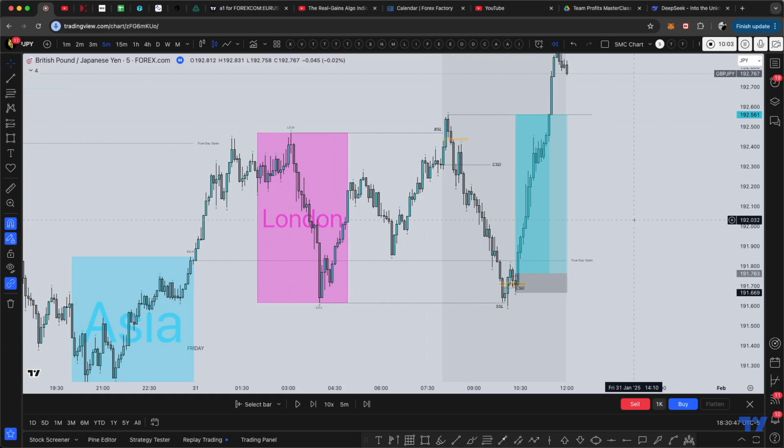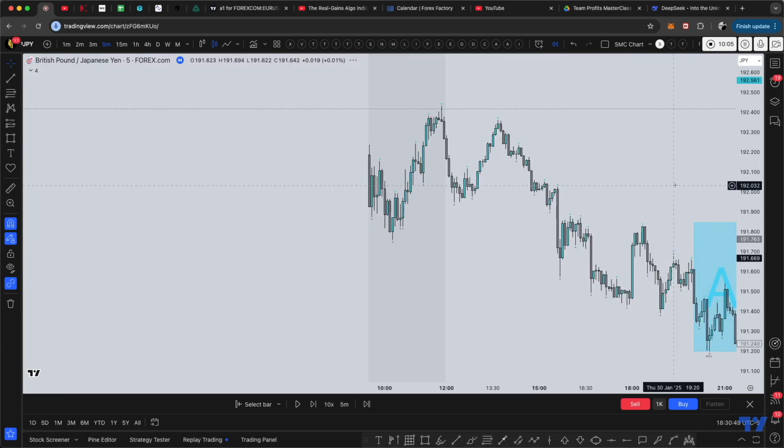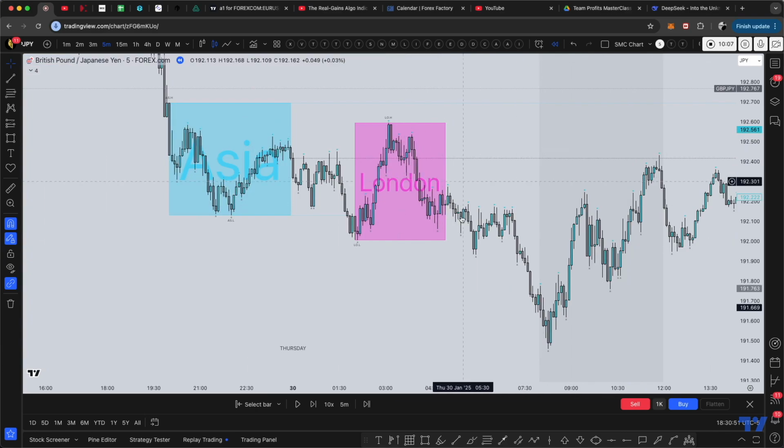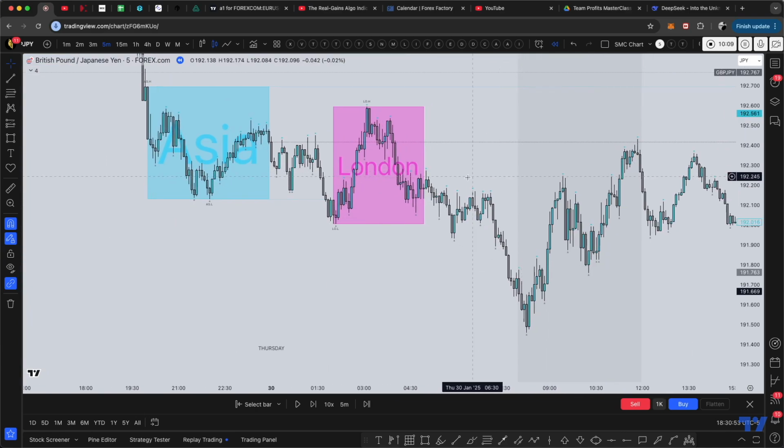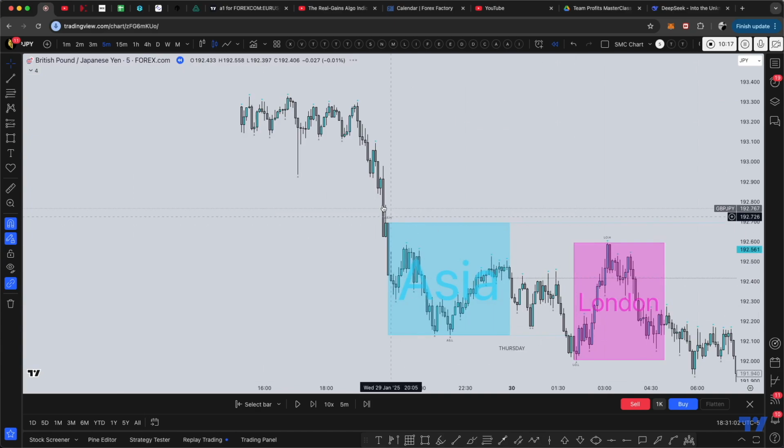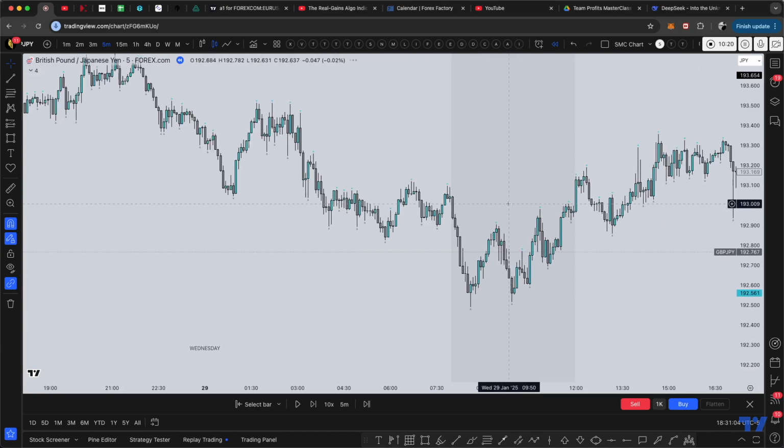Let me see if I can get another scenario, like right quick. This is not my favorite one, you see, because by the time New York session opens, we are already going down. Yeah, we did shift to the upside, but it's not showing me the criteria I want, right?